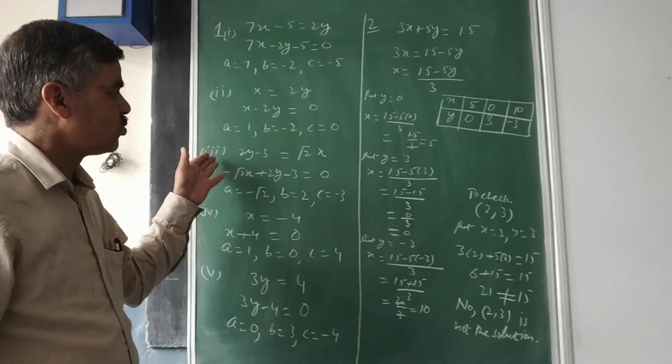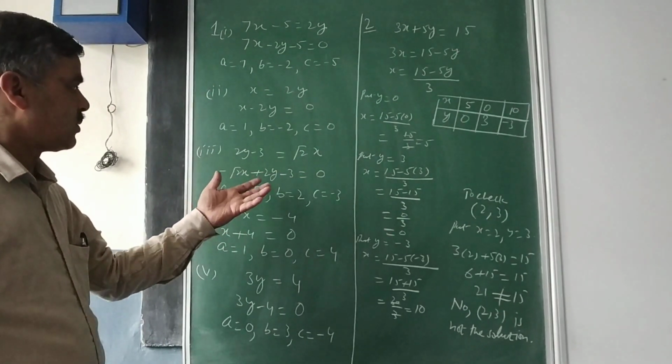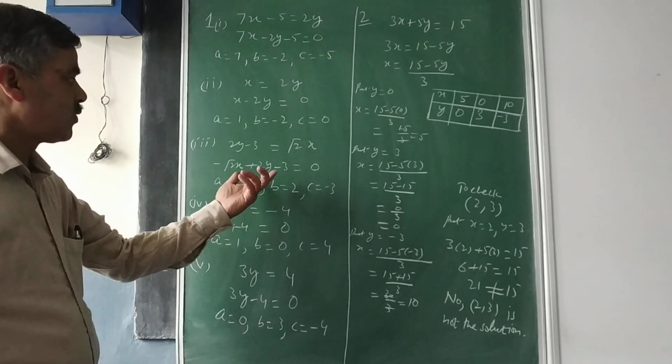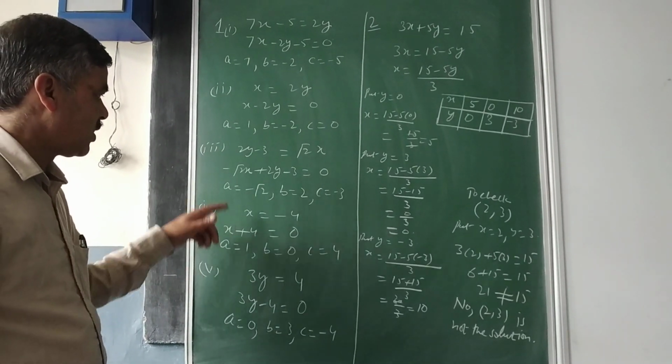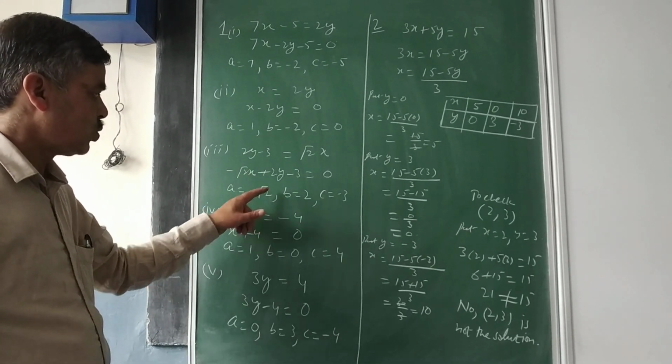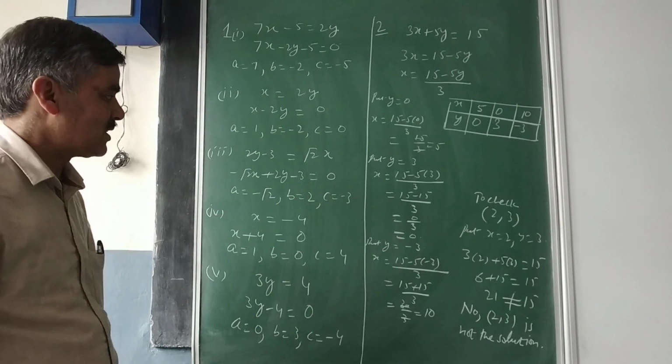So feel free to do that. Whatever is possible. If you are shifting this to this side, that also will be considered. If I will be shifting this to this side, then that also will be considered. So in that way, a will be minus root 2, b will be 2 and c will be minus 3.